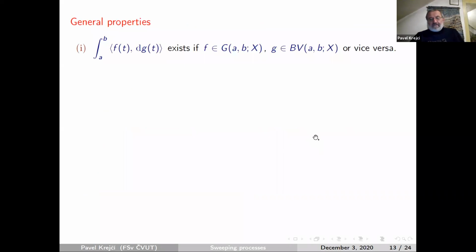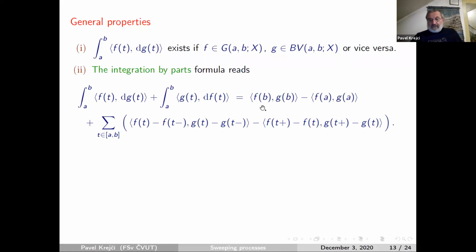Now, let me say something about the properties. For example, what we are interested in is that the integral f dg exists if f is regulated and g is BV, or if f is BV and g is regulated. So this is something that you would have difficulties to interpret within the Lebesgue integral, because g does not necessarily have bounded variation. It is enough if f has bounded variation.